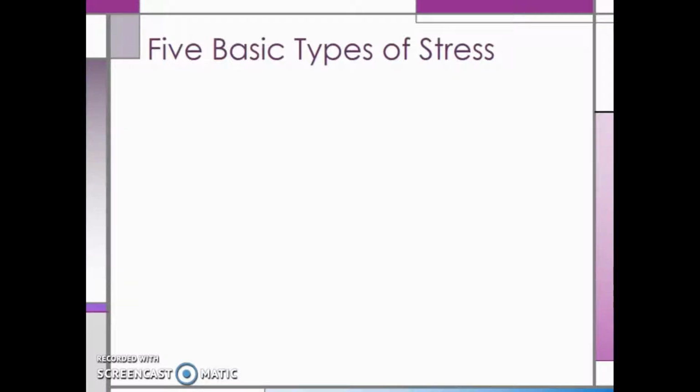In the previous video, we looked at a definition for stress. Now we are going to look at the 5 basic types of stress. The first type of stress is tension. In tension, there is a pulling force exerted by each end of a one-dimensional continuous object.